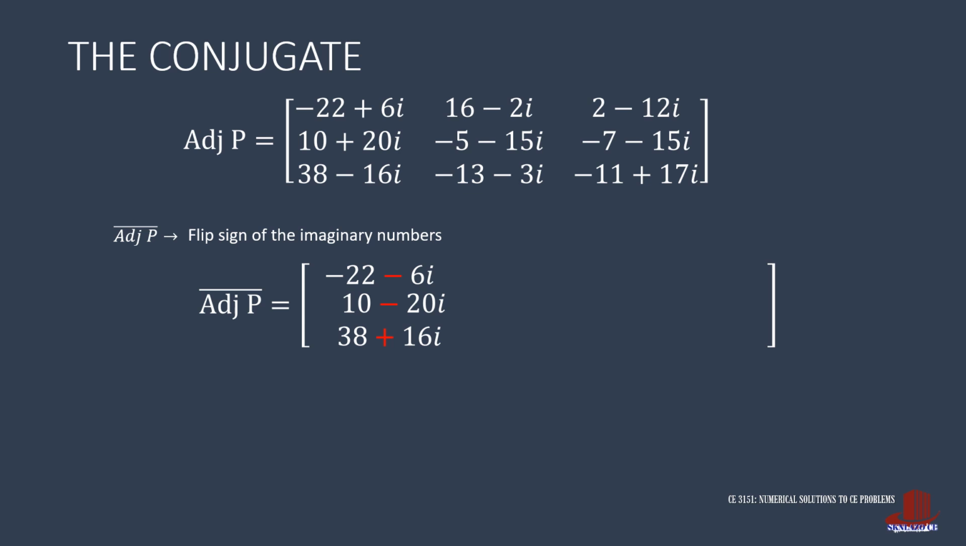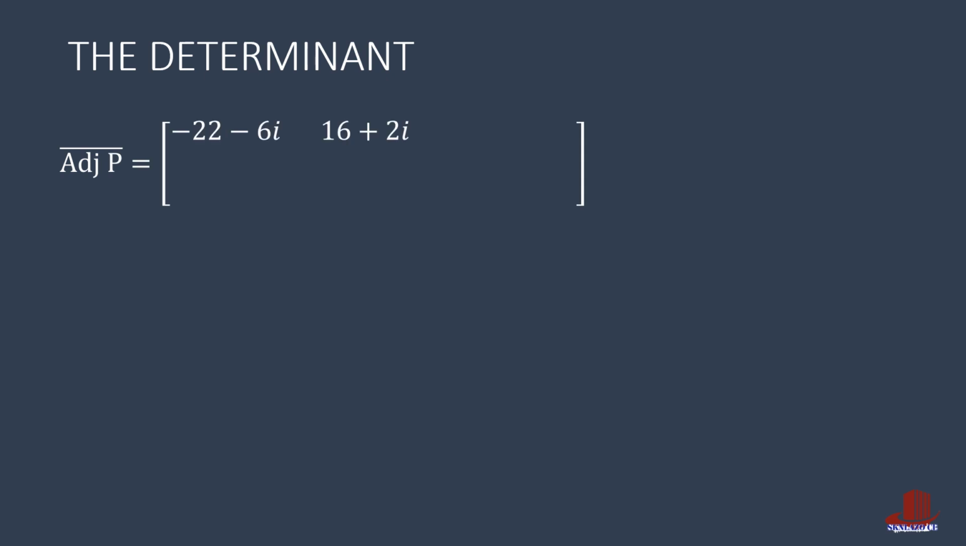From the second column, the elements become 16 plus 2i on top, followed by negative 5 plus 15i at the middle, and negative 13 plus 3i down below. The third column then contains 2 plus 12i, negative 7 plus 15i, and negative 11 minus 17i. As the operation is completed, we can take the determinant to have the final answer.